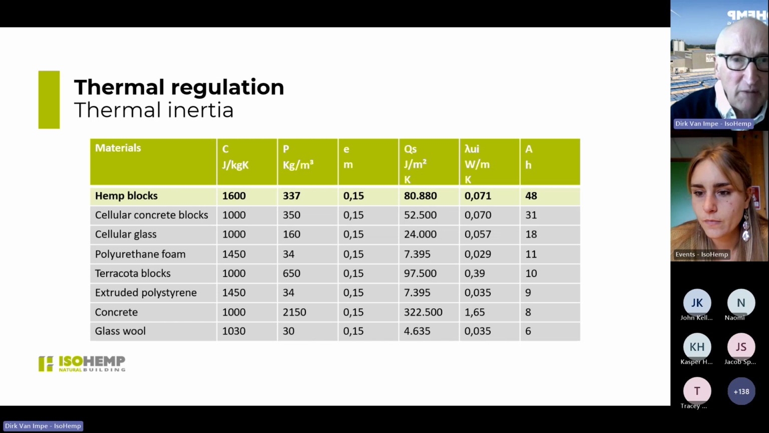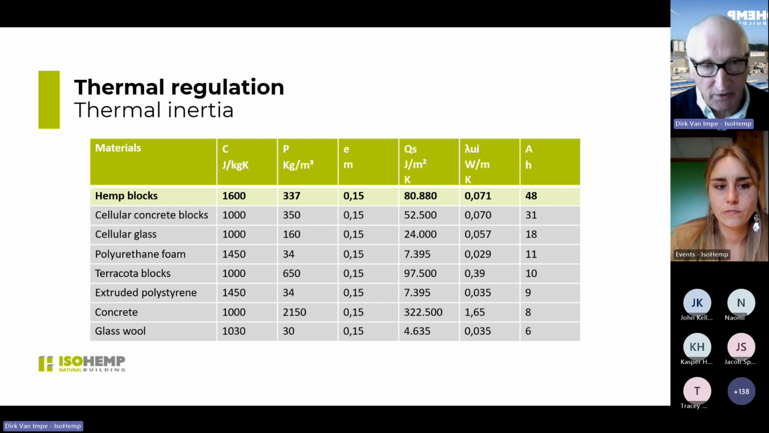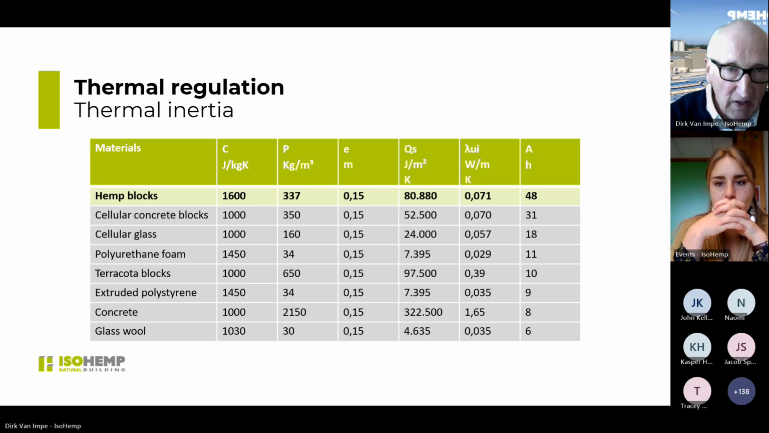And then we compare it with the lambda value, which is the thermal conductivity. So if we take, for example, concrete, you see there's a C of 1000, so the specific heat capacity is 1000. A very huge mass: 2,150 kilograms per cubic meter, a very high weight. We have a standard thickness of 15 centimeters. If we calculate that, you can see that concrete can store 322,500 joules per square meter Kelvin.